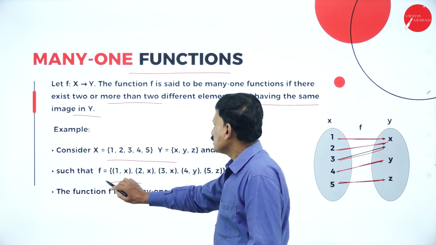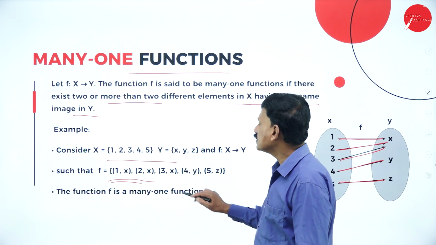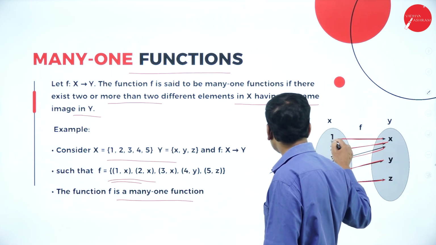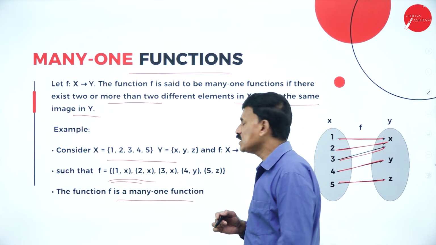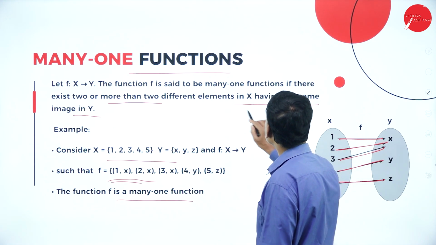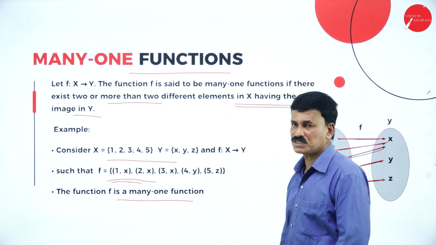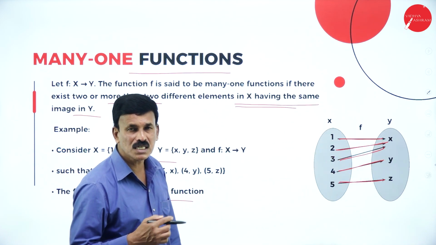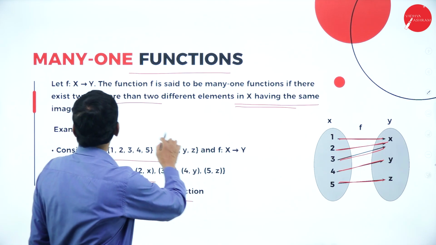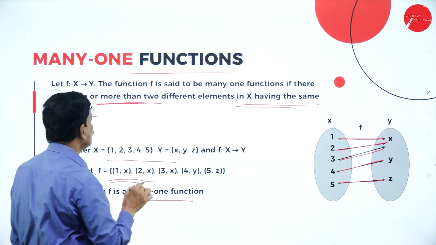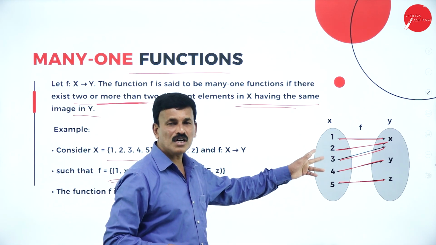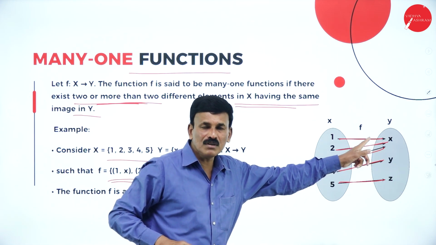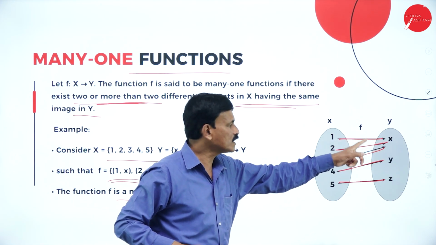Here, f is called a many-one function because the elements of X have different images. So 1, 2, 3 are the images. Therefore, this is an example of a many-one function. The elements 1, 2 and 3 are associated with a single element x. That means if there exist two or more different elements in X, here three elements of X are associated with one element in Y, that is x.